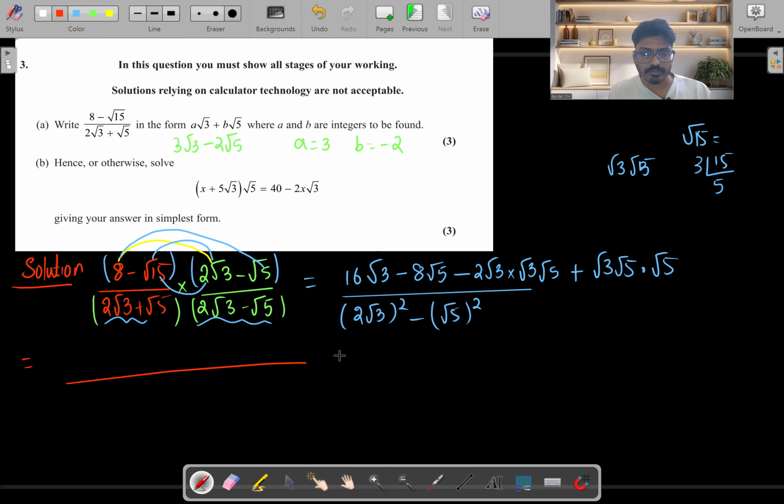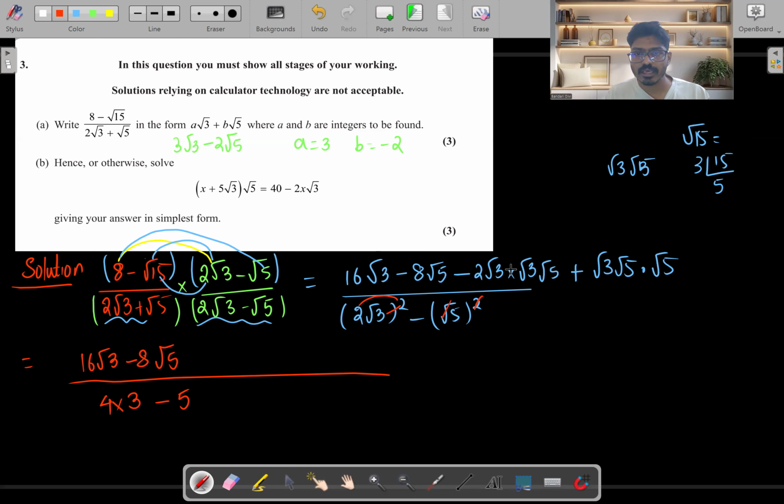So the denominator would be 2 times 2 is 4, and root 3 times root 3 is 3, so 4 times 3, because the square roots get cancelled, minus 5. Now the numerator: 16 root 3 minus 8 root 5, and then this will be root 3 times root 3, which is going to be 3.